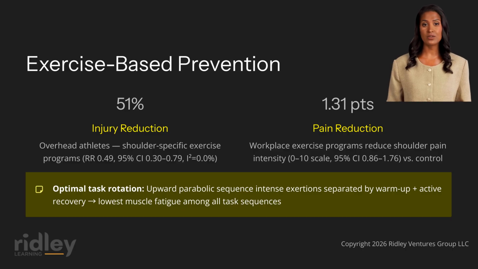For workers in high-risk occupations, an upward parabolic task rotation sequence, in which intense exertions are performed apart from each other, with warm-up exertions and active recovery, resulted in the lowest muscle fatigue among all task sequences.